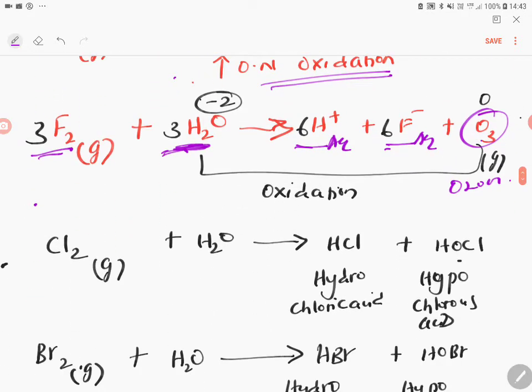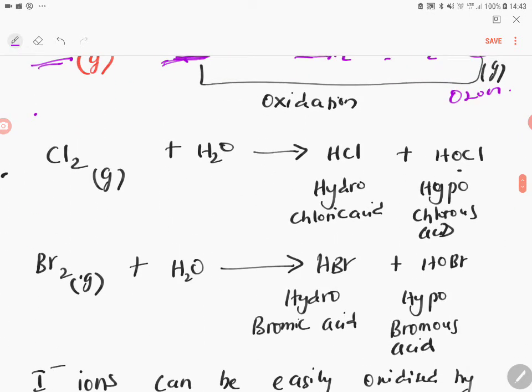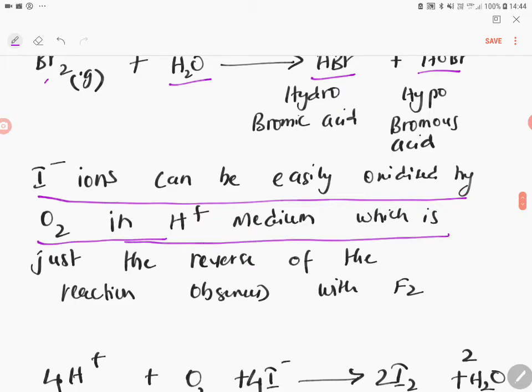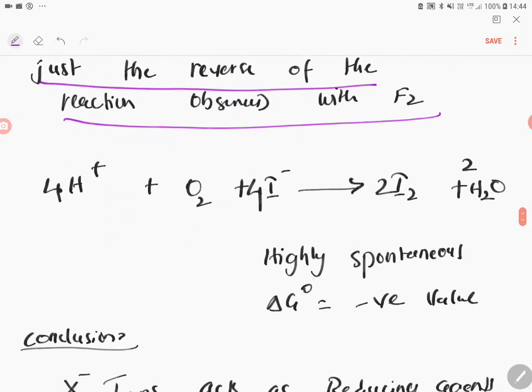So therefore chlorine and bromine react with water to form the respective hydrochloric acid and hypochlorous acid. And bromine also reacts with water to form hydrobromic acid and hypobromous acid. Therefore, it can be seen that iodide ions can be easily oxidized by oxygen in H plus medium, which is just the reverse of the reaction observed with fluorine.